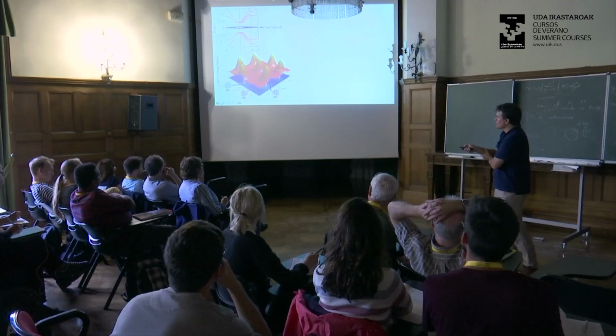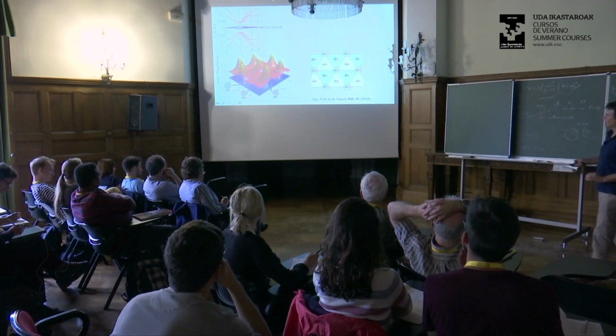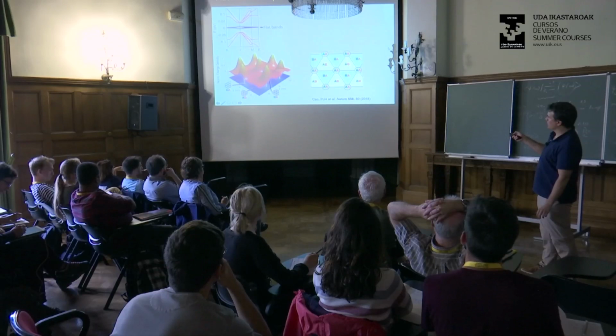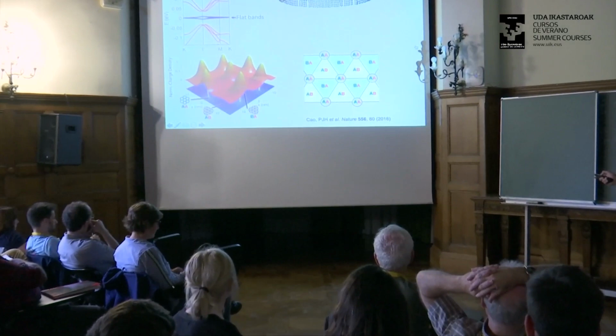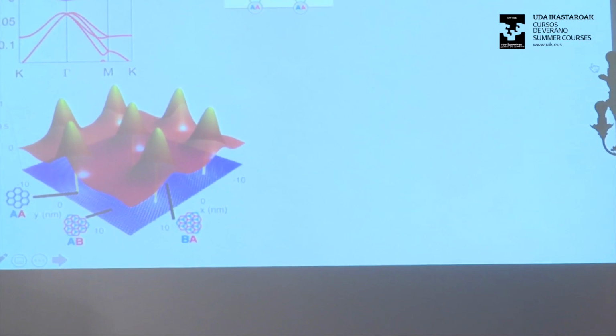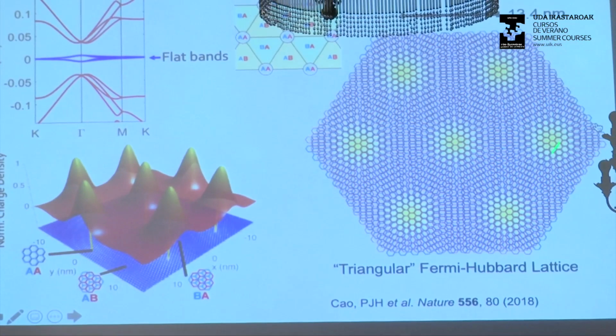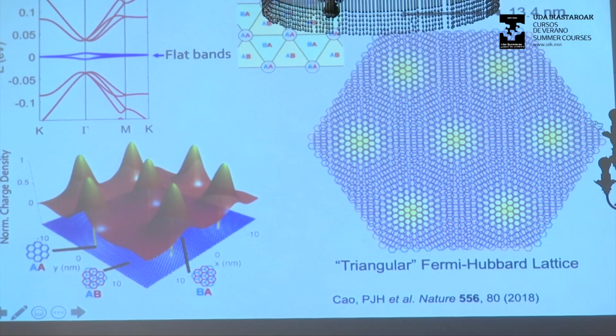Okay? So what we have from the point of view of where the electrons like to sit is schematically something like this. We have regions of AA stacking. Here is where the electrons like to sit. And these regions are weakly tunnel coupled through regions which have AB or BA stacking. So in a slightly more representative way, this is the AA stacking regions where the electrons like to sit. And the distance between these sites is 13.4 nanometers.